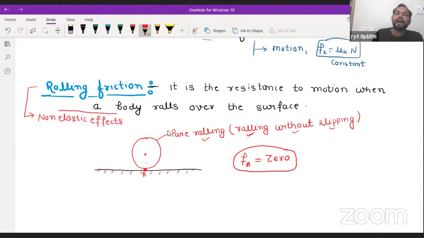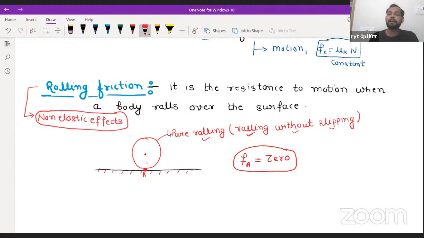So what is the reason behind the sliding friction? That is the surface irregularities. But what is the cause behind the rolling friction? That is nothing but the non-elastic effect. Now what is the non-elastic effect and why will the rolling friction come into the picture? As you know, all bodies are elastic in nature, or we can say that whenever a force is applied over a body, that body suffers an amount of deformation.